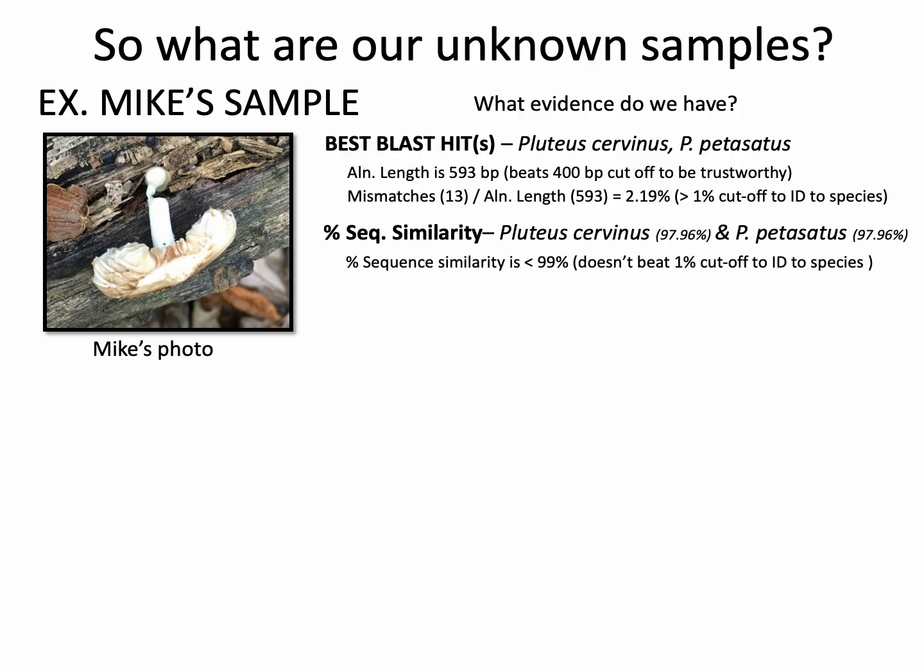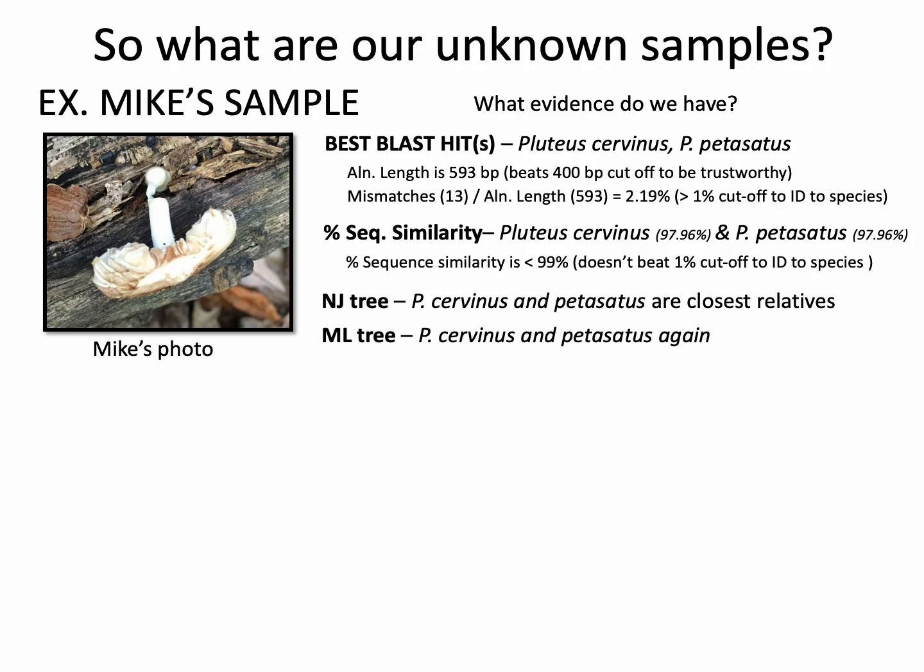When we look at our overall percent sequence similarity, Pluteus cervinus and P. pedicetus both had a 97.96% similarity, which is, of course, very good, but also less than our 99% rule of thumb typically used to ID to the species level. When we look at the results of our NJ and ML trees, both P. cervinus and pedicetus were the closest relatives to Mike's sample. They were equally related in both the NJ tree and ML tree analysis.